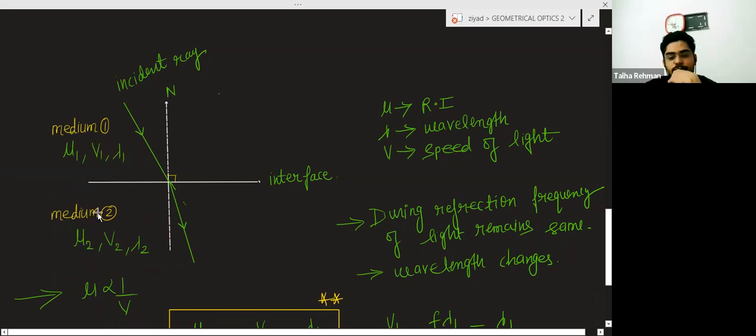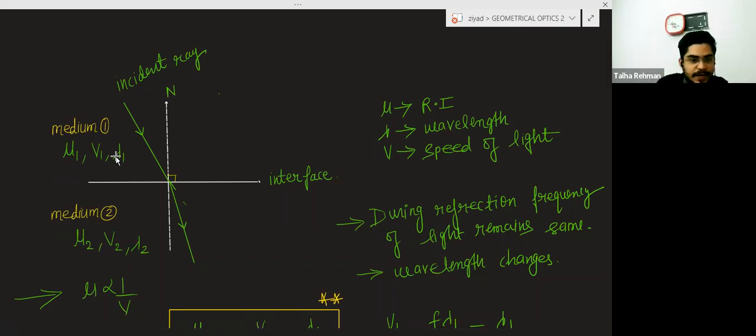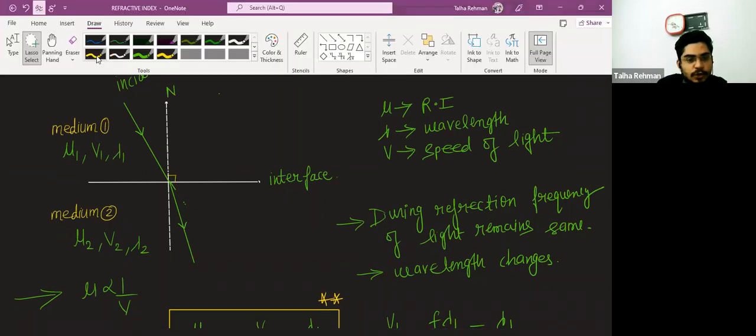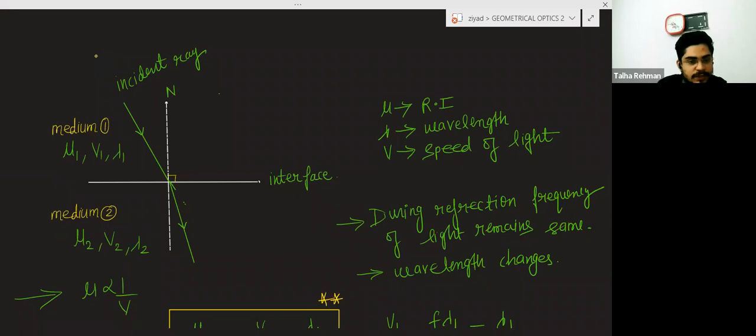In this medium, the refractive index is mu1, and speed of light in this medium is v1, and wavelength of the light is lambda1. Talking about the frequency, frequency here will be f, and here also the frequency is f. Frequency is not changing during the refraction. I will tell you why.